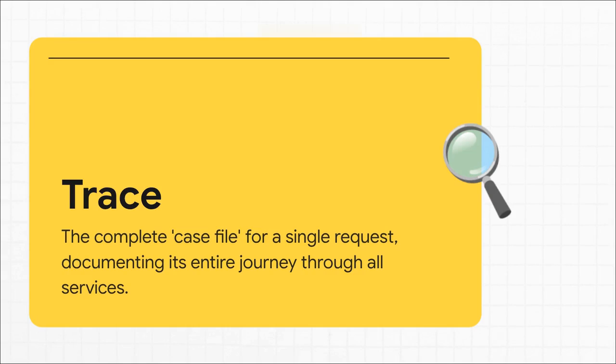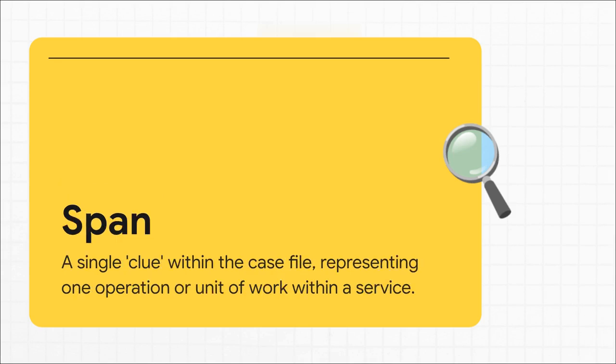Okay, so the first piece of evidence our detective collects is called the trace. Just think of this as the complete case file for one single request. It documents everything, its entire journey, every service it talks to, every operation, from that very first click all the way to the final response. Now, when you open up that case file, you're going to find it's full of individual clues. In our world, these clues are called spans. Each span represents one specific piece of work, like a call to another microservice or a query to a database. It's one piece of a much bigger puzzle.